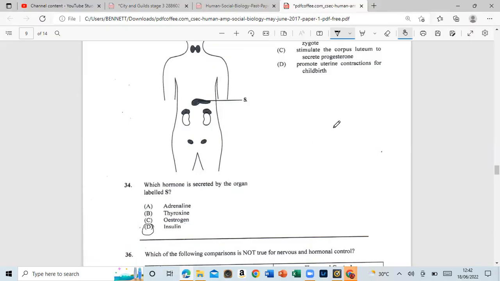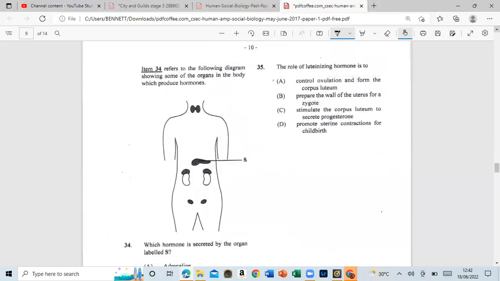And that's insulin. So 34 is D. 35, the role of luteinizing hormone is to: A, control the ovulation and form the corpus luteum; B, prepare the wall of the uterus for a zygote; C, stimulate the corpus luteum to secrete progesterone; or D, promote uterine contractions for childbirth. And that's A, control the ovulation and form the corpus luteum. So number 35 would be A.